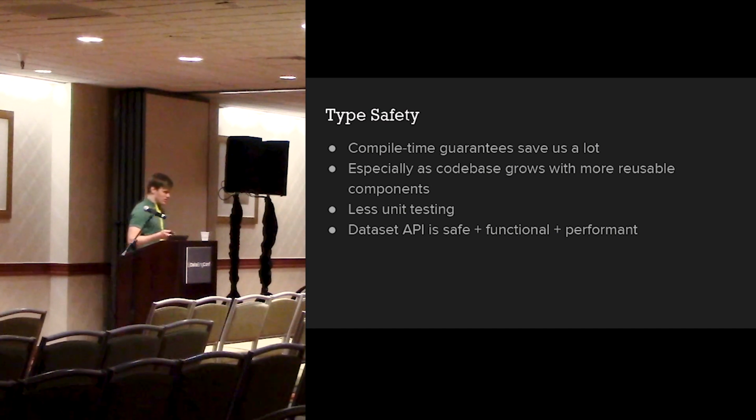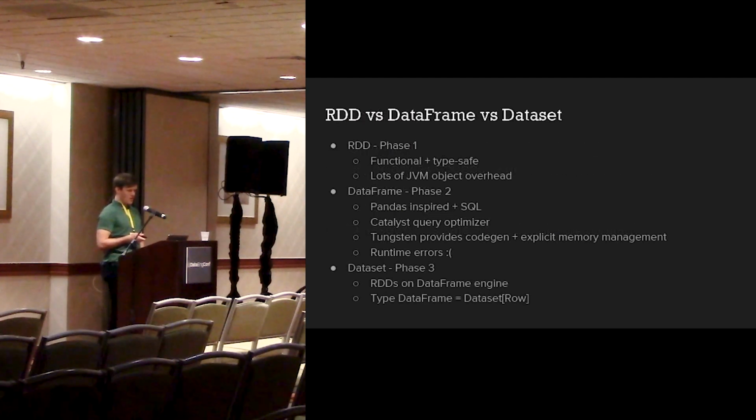We also use the dataset API in Spark a lot, which is the best of all worlds. It's type safe, it's very functional, and also very performant. If you're not too familiar with it, here's the evolution of datasets. In Spark, there were first RDDs and data frames, and now datasets are the latest thing as of, I think, two years ago. RDDs, in phase one, were functional and type safe, but there was a lot of JVM object overhead defining these raw JVM objects in a distributed data set.